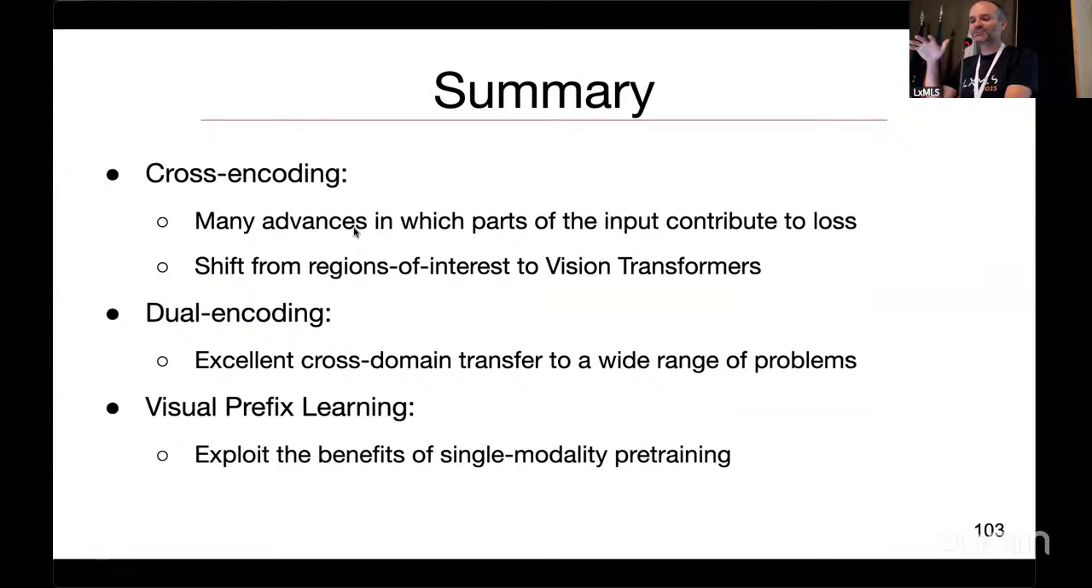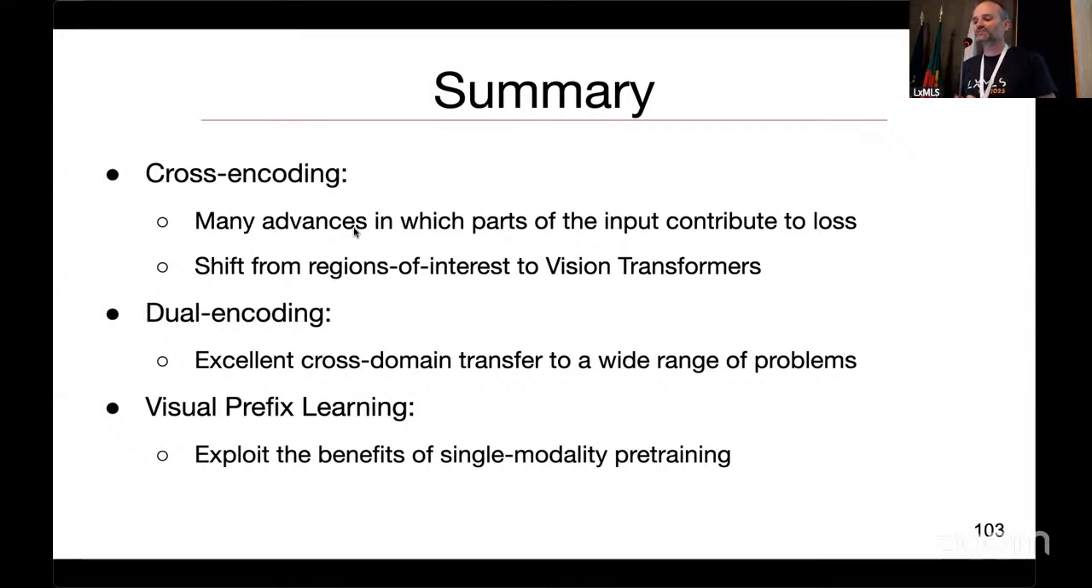So, the summary of this third part of the lecture: I have tried to cover the three main types of representation learning I see in vision language today. The cross-encoding approach is mostly fading out now because it's quite computationally expensive, but there were so many advances that were enabled by this. And we also saw this as the first shift from working with regions of interest extracted from images towards working with vision transformers directly as inputs.